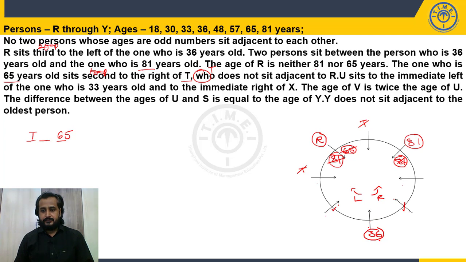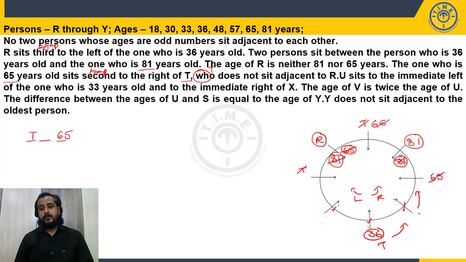Can I take the T here? Let's check it. If I take the T here, first right, second right, I need to take 65 here. But if I take the 65 here, what will happen? No 2 persons whose ages are odd numbers sit adjacent to each other. But odd numbers will come adjacent. So it cannot be 65. So as it is 81, even it cannot be 65. Now look here. 65 is not here. In these 3 places, 65 will not come.